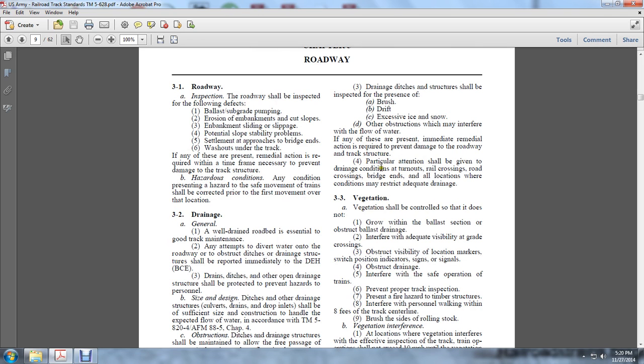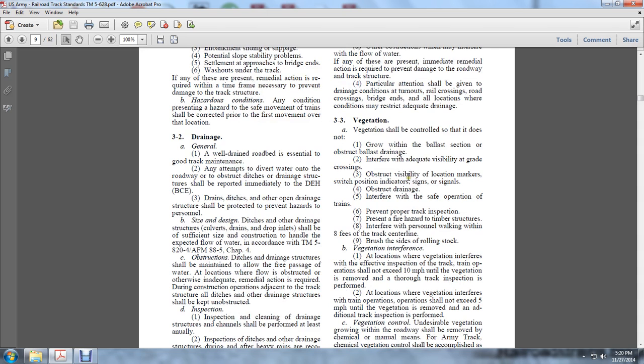Particular attention shall be given to drain conditions and turnoffs, road crossings, bridge ends, and all locations where the condition may restrict adequate drainage. Vegetation shall be controlled so that it does not grow within the ballast section and obstruct ballast drainage, interfere with the adequate visibility of the grade crossing, obstruct visibility of the location markers, switch position indicator signs and signals, obstruct drains, interfere with the safe operation of trains, prevent proper track inspection, present a fire hazard to the timber structures, interfere with personnel walking within 8 feet of the track center, or brush the sides of the rolling stock.